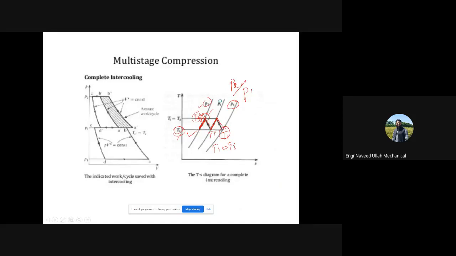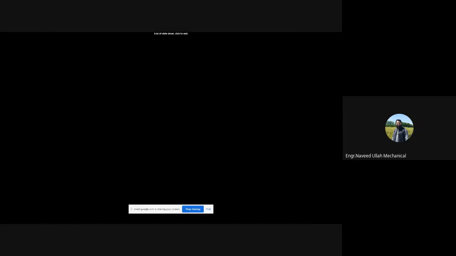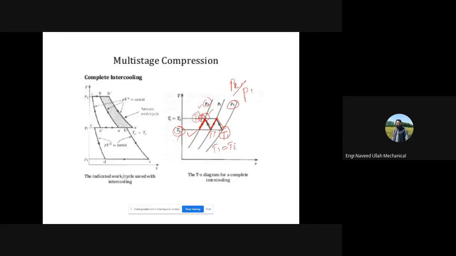So I think this is the end of today's lecture, and we have multi-stage compression. Inshallah, in the next class, we will talk about the other type of positive displacement machine, and that is what? That is rotary machines. Okay, so we will discuss the working principle and maybe some relevant formulas, and at the end, I think we will be discussing the air motor also. Inshallah, in the next class, we will try to end up with this chapter.